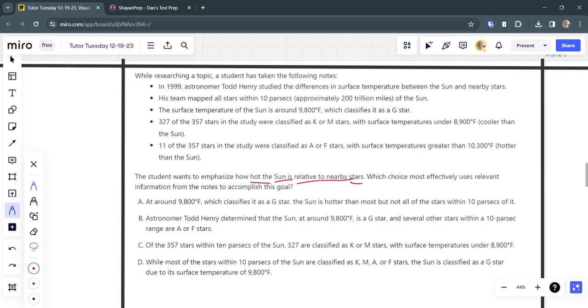Let's see. The notes are kind of saying that this astronomer is studying differences in surface temperature. They are mapping all stars near the sun. The surface temperature of the sun is this, which makes it this kind of star. And then most of the stars were actually classified differently with cooler surface temperatures. So we can kind of look for a detail that emphasizes that, right?